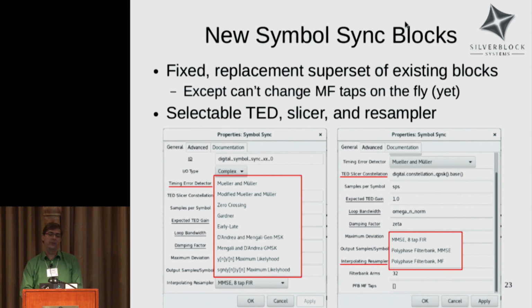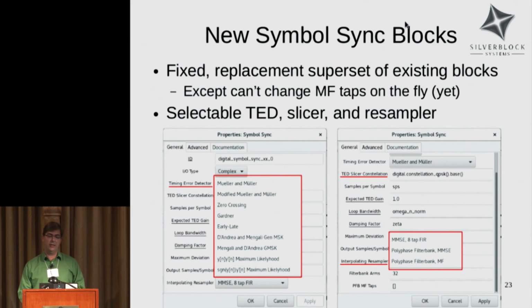So the new symbol sync blocks are a fixed replacement superset of the existing blocks. They can do everything all the other blocks could, except you can't change the matched filter taps on the fly like you can with the polyphase clock sync block. If that's important to you, you might want to stay with that one for now.